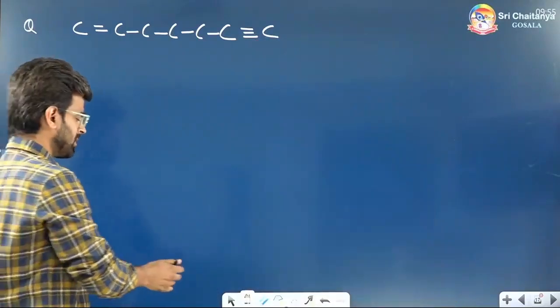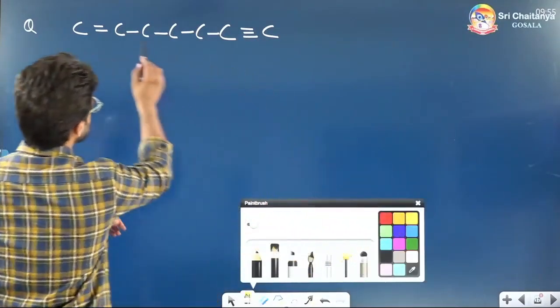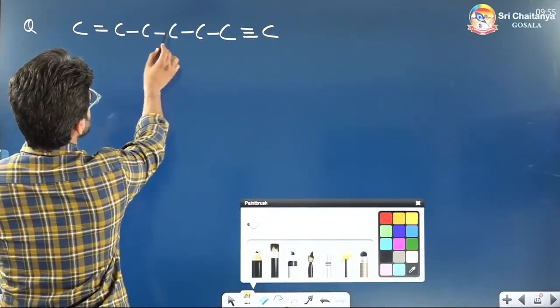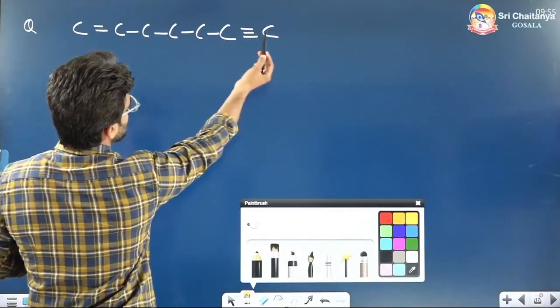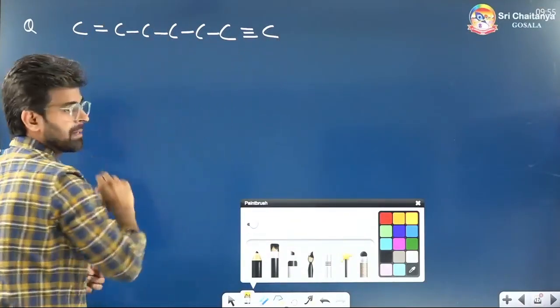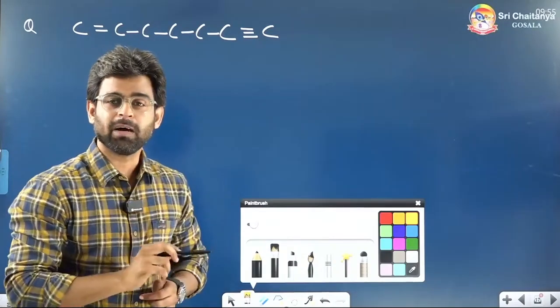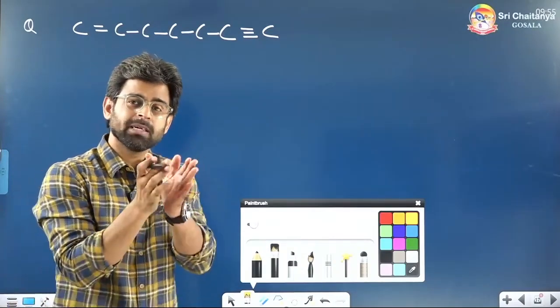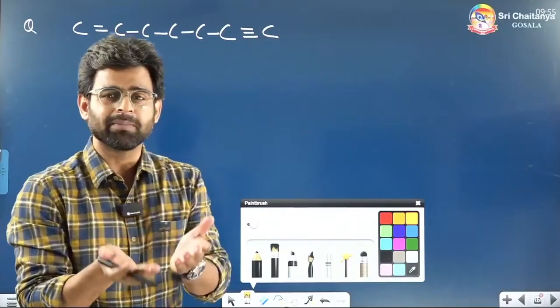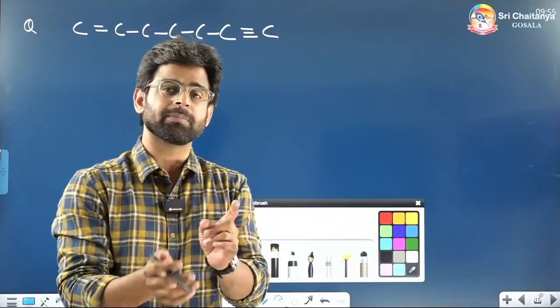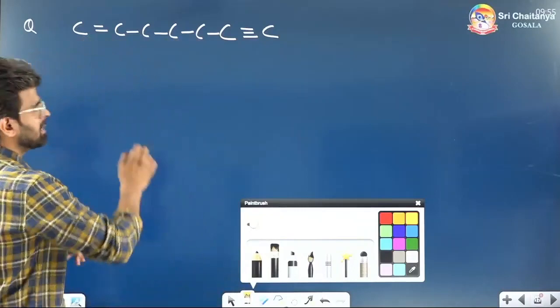Right, right. Very good. Why? Because if I start from here, I am getting 1, 2, 3, 4, 5, 6. From this end also 1, 6. But which one is more preferred out of double and triple? If both are giving us the same numbering, then what is more preferred? Double or triple? Double. Double is more preferred.